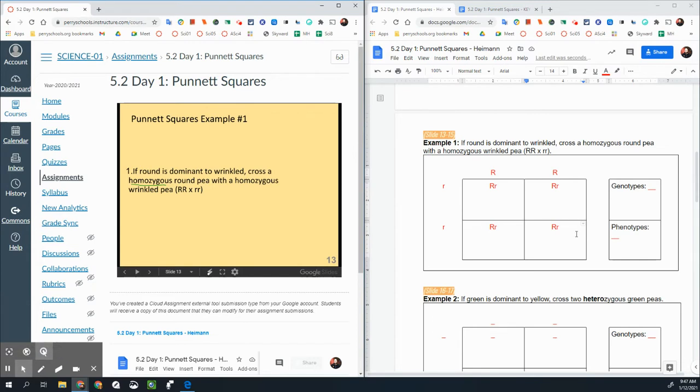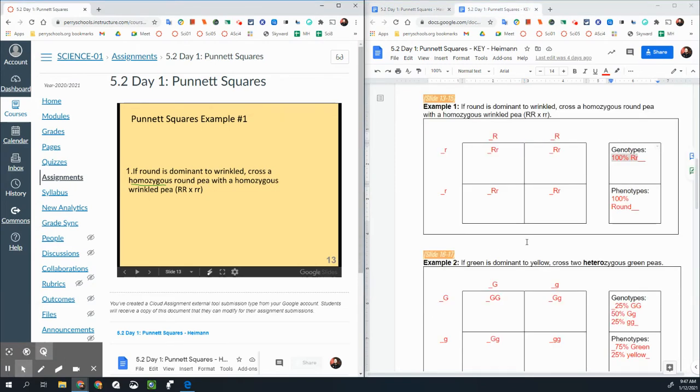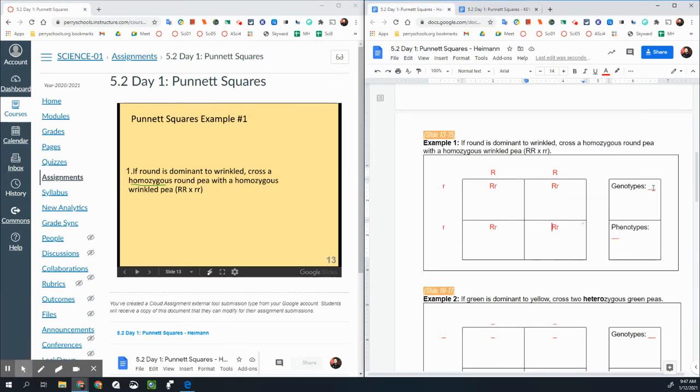All right, so we need to figure out the probability of the results. So all 4 of them are capital R, lowercase r. So all 4 of the genotypes will be capital R, lowercase r. So we can write that in as 100% capital R, lowercase r. The phenotypes, well, the round is dominant, so all of these are going to be round. So the phenotype is 100% round.